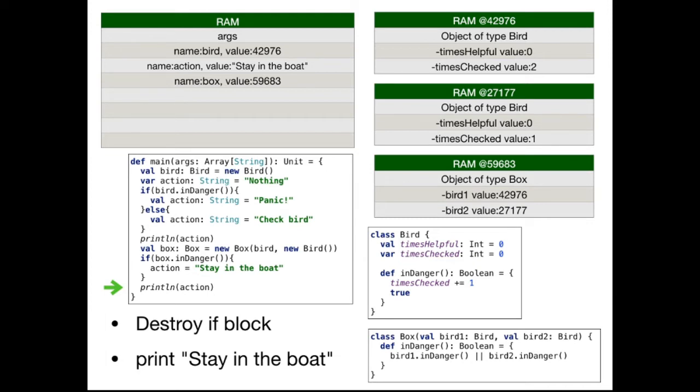Yes? In the second if statement, if you were to write val action equals stay in the boat, would you not be able to print stay in the boat? It would just print nothing? If I did val action equals stay in the boat, then it would print nothing right here, yes. Because that would create a new variable named action in this scope, which is allowed because it's a different scope, so we can have the same variable names that are already on the stack. But then when we hit the end of that scope, that new variable we just created would be destroyed, and this variable was never touched in that case. So we'd still just print nothing.